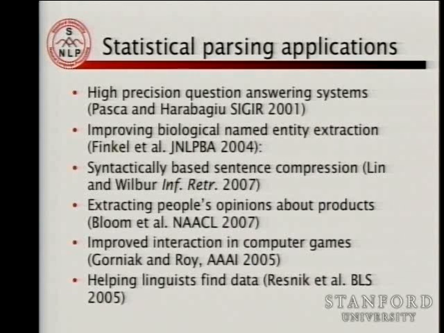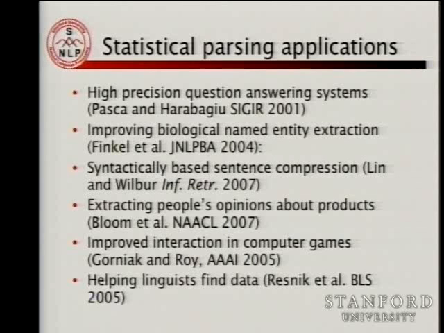In particular, in biological named entity recognition, I mentioned how there was often a lot of ambiguity between whether things were genes or gene products like DNA and RNA. And looking at the sentence relationships they figure in is actually a good use of information.